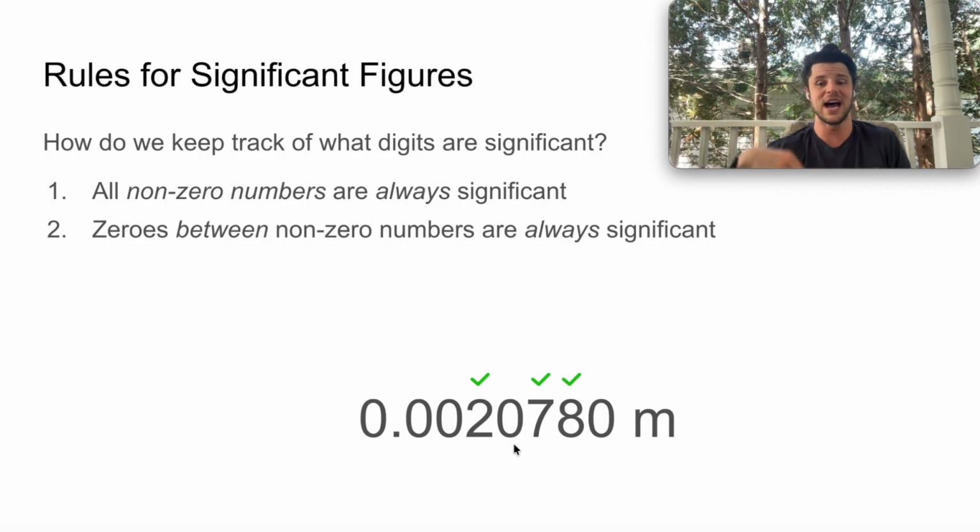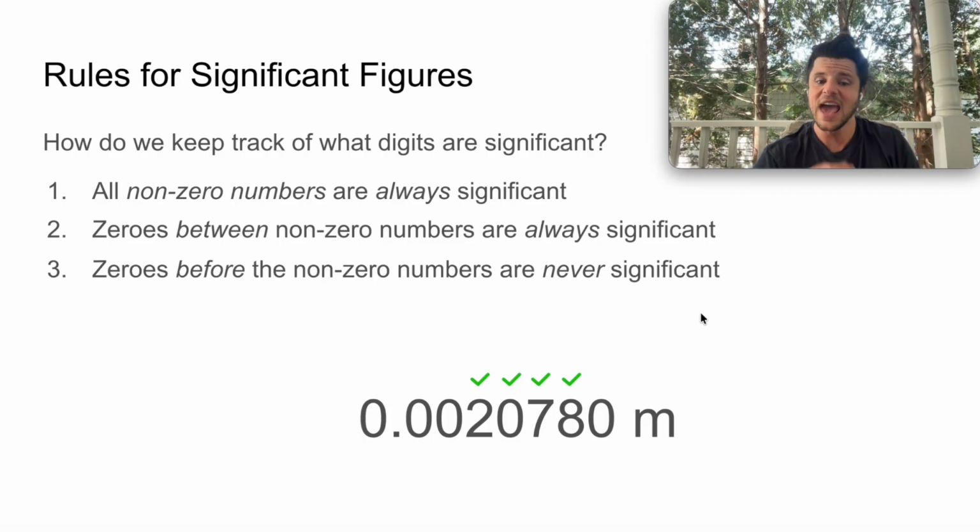It wasn't a 1, it wasn't a 9, it wasn't a 2, it wasn't a 7. We know it was exactly a 0 because it's in between two place values that the measuring device could measure. So any zeros that are in between non-zero numbers are always significant. We'll give a little check over that 0 in between the 2 and the 7.